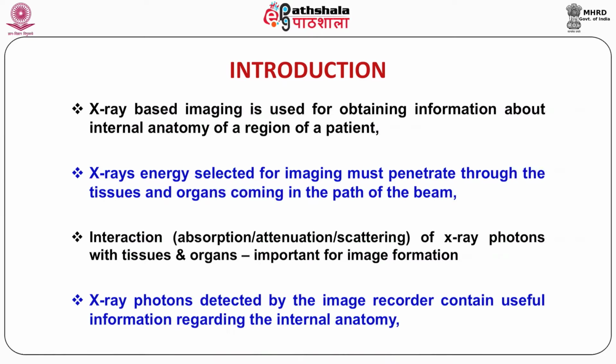So just to introduce the subject, for obtaining information about internal anatomy of a region of a patient, X-ray based imaging technique is used. The X-ray energy selected to produce the image must be sufficient to penetrate through the tissues and organs coming in the path of the beam. It is also important for obtaining an image of the region of interest that the X-ray photons should interact through the process of absorption, attenuation or scattering with the tissues and organs concerned, so that the photons detected by the image recorder would contain useful information regarding the internal anatomy.